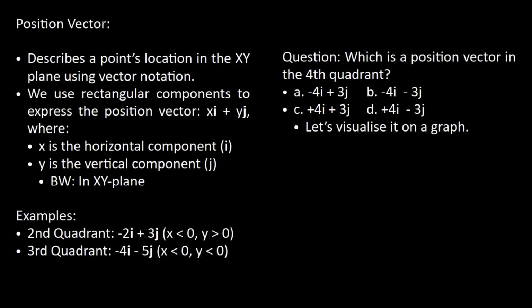Now, position vector. What is position vector? It describes the point's location in the XY plane using vector notation. We use rectangular components. You should be able to understand what rectangular components are. So this i and j are your rectangular components. This has been taught in the vector chapter. To express the position vector, that is x i cap plus y j cap, where x is your horizontal component and y is your vertical component, right?